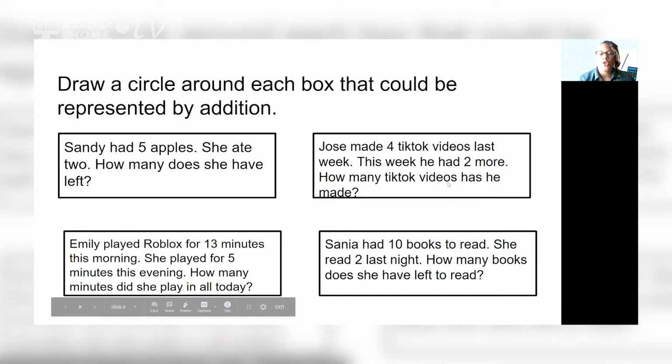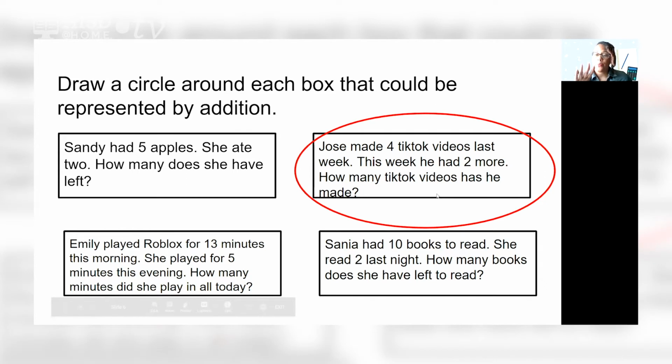So we would put a circle around this problem because he started with 4. He made 2 more. So that means I'm taking 4 and 2 and putting it together. So if I'm combining it, that means I'm using addition to find the sum. Remember, the sum is the answer when we add.